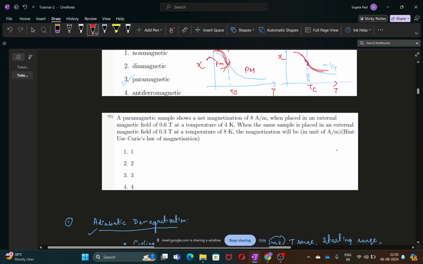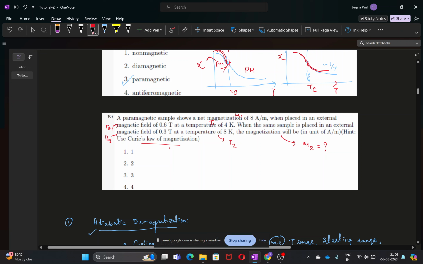It says that a paramagnetic sample shows a net magnetization M, let's say M1, of 8 ampere per meter when placed in an external magnetic field of 0.6 Tesla. Let's say your magnetic field B1 is 0.6 Tesla at a temperature T1 of 4 Kelvin. When the same sample is placed in an external magnetic field of 0.3 Tesla, that means your B2 is 0.3 Tesla, and at a temperature of 8 Kelvin, which is your T2, then what will be the magnetization? That means you have to get the value of M2. And the hint is that you have to use Curie's law of magnetization.